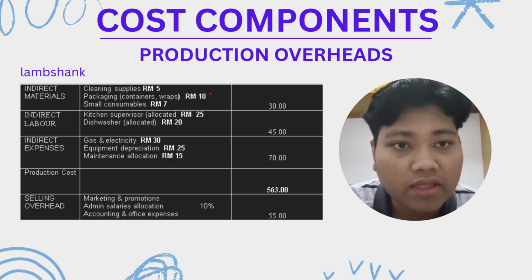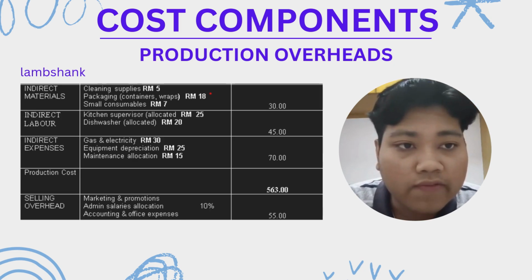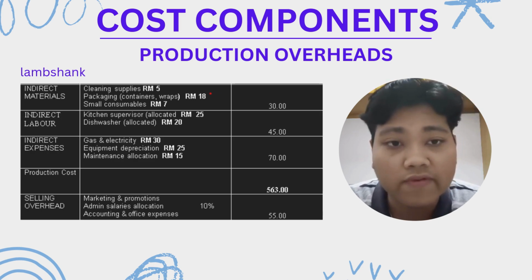Next, indirect labor. There are workers who support production but do not directly make the product. Here we have the kitchen supervisor with an allocated cost of 25 ringgit and the dishwasher with an allocated cost of 20 ringgit. So the total indirect labor cost comes to 45 ringgit.